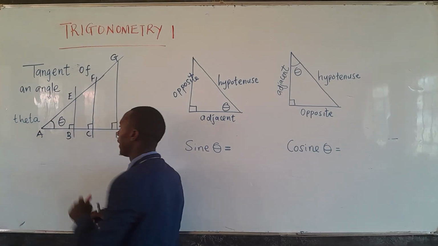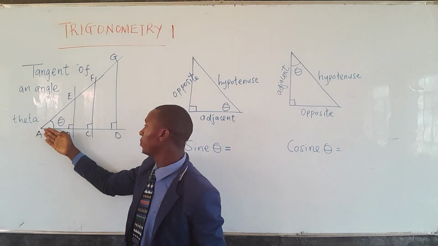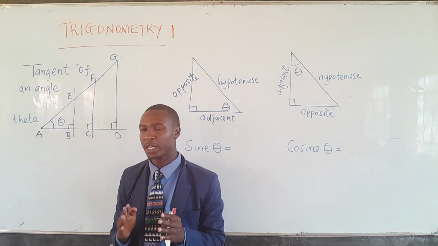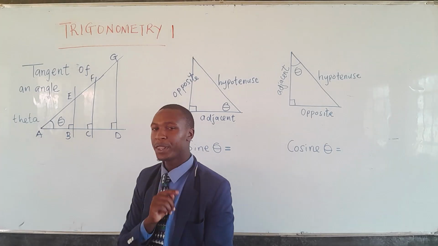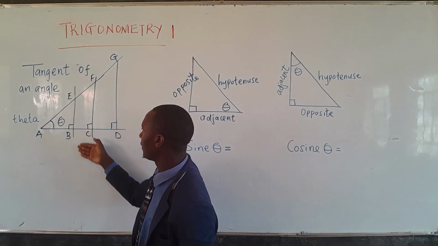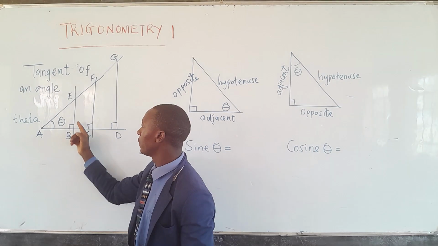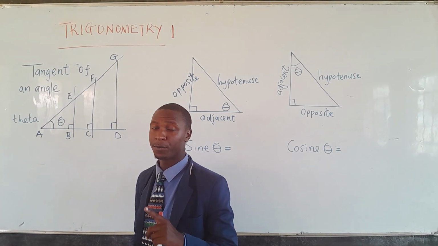Now, if we call this angle here theta, this angle has been formed by A to G and the line A to D. So you can see we have two lines that are meeting at a point to form an angle theta. If we then have other vertical lines that form right angles with the horizontal line, then we are going to have given triangles here. Well, how do we define therefore a tangent?